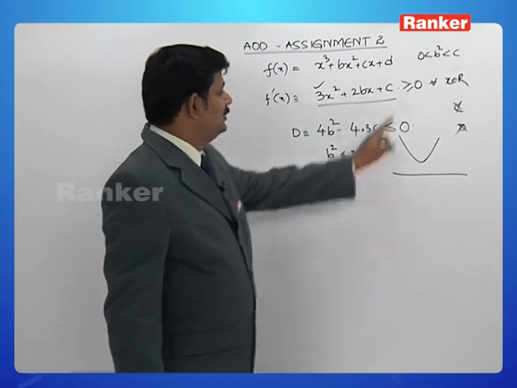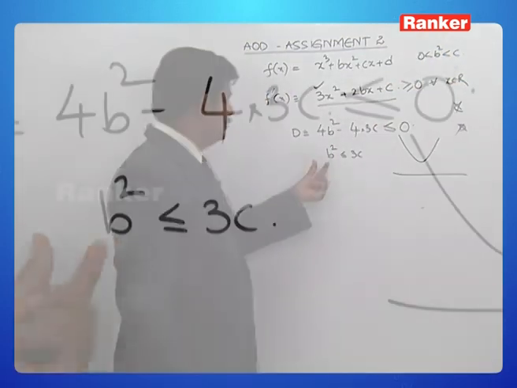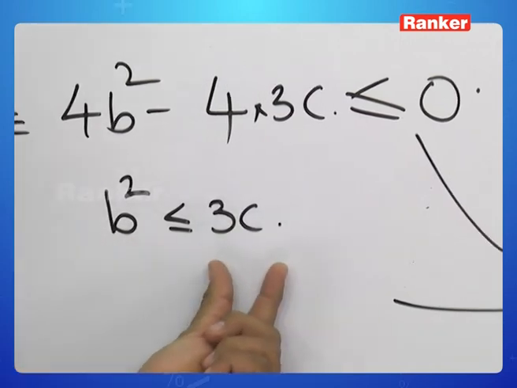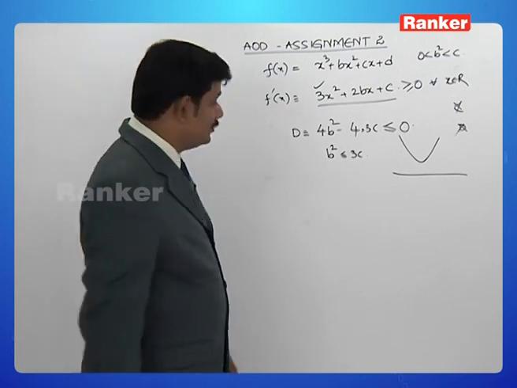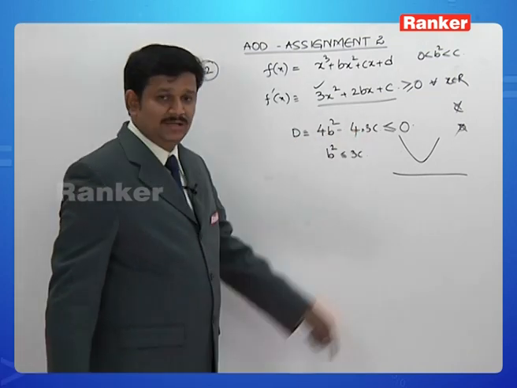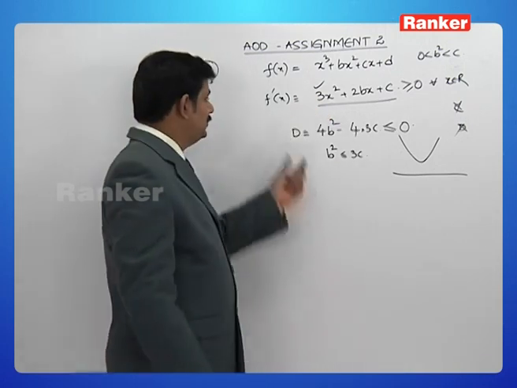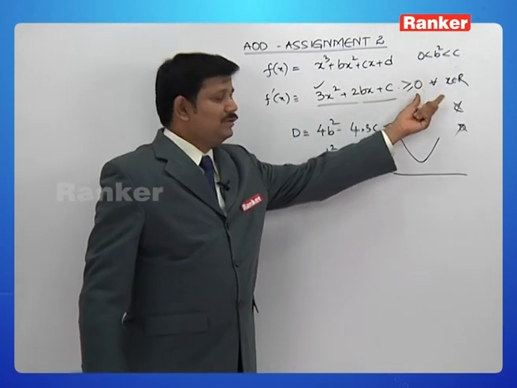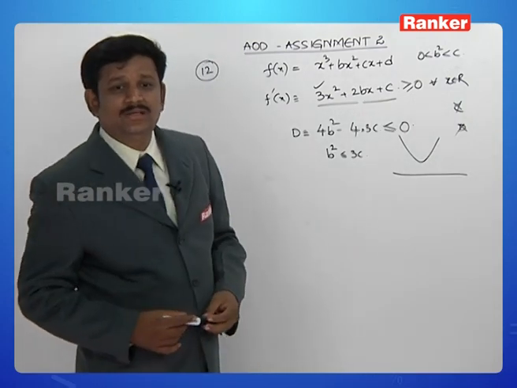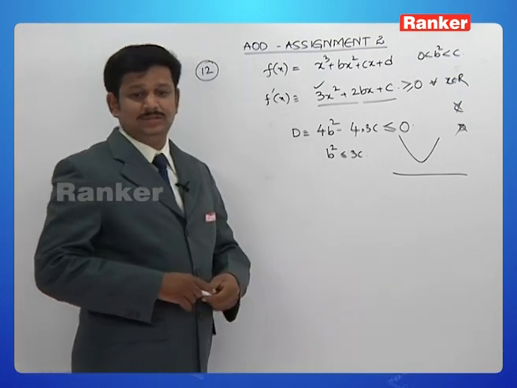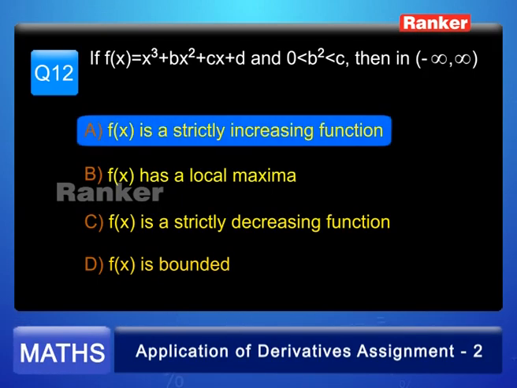Now it is given that c is a positive number and b square is less than c. So if b square is less than c, then automatically b square will also be less than 3c. So the discriminant is negative, the coefficient of x square is positive, and f dash x will be greater than or equal to 0 for all x belonging to R. That makes f of x a strictly increasing function. So the answer is option A, f of x is a strictly increasing function.